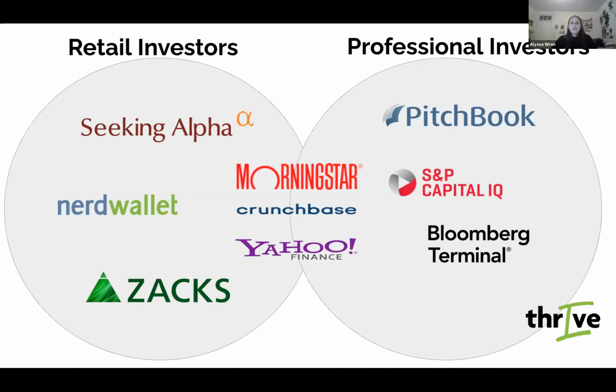And then the professional investors side. These are resources that are very expensive. You probably don't want to go out and buy a PitchBook account, but oftentimes you can get these through your employer. When I did my co-op at Hercules Capital, we had PitchBook accounts and S&P Capital IQ. PitchBook is basically for information on a private company. It shows a ton of information about who's invested in them and about the company. And S&P Capital IQ is similar, but for public companies.